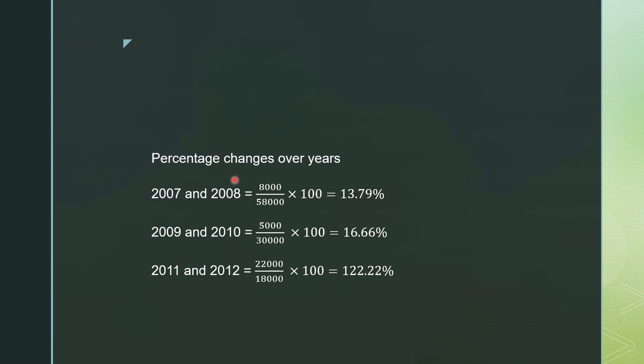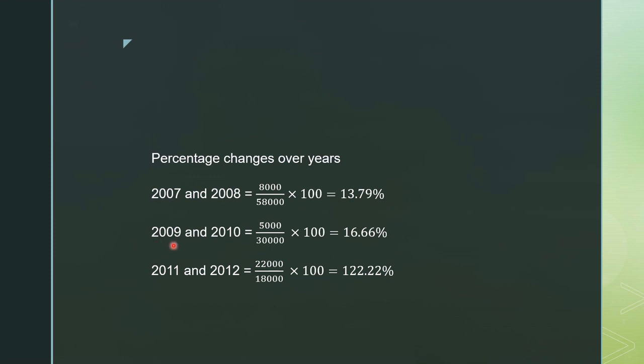So how do we solve this problem? Percentage changes over years. In 2007 the initial value is 58,000 and in 2008 the final value is 50,000. So 58,000 minus 50,000 divided by 58,000, initial value minus final value divided by initial value, into 100. We get the percentage, that is 13.79%.